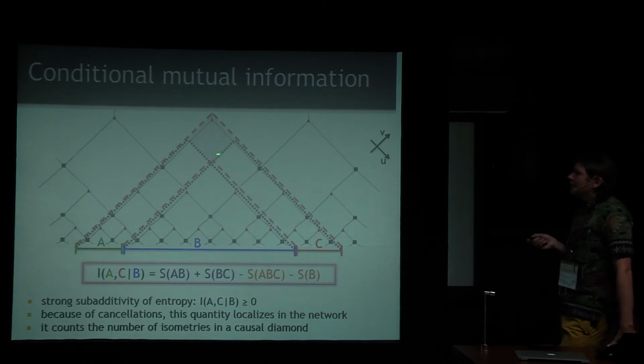And I will discover that conditional mutual information is simply equal to the number of isometries that live in this little causal diamond in MERA. Why is that? Because this quantity is equal to the number of lines entering from the bottom minus the number of lines leaving at the top.